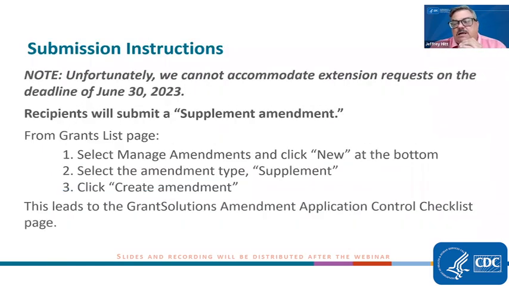So submission. First of all, unfortunately, we cannot accommodate extension requests on this deadline. The deadline is June 30th, and I realize that is a very quick turnaround. We are trying to move this very quickly to avoid complications from the end of fiscal year deadlines that we have, and really are concerned that it could put the awards at risk if we delay at all at this point.